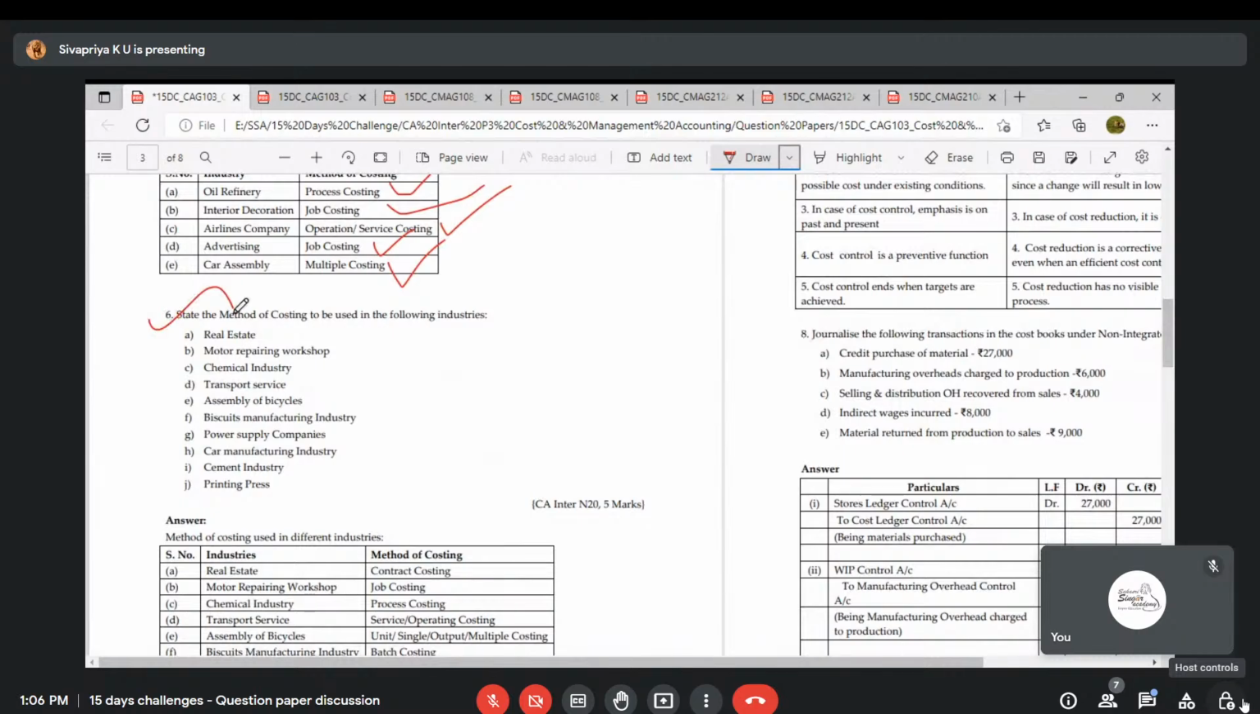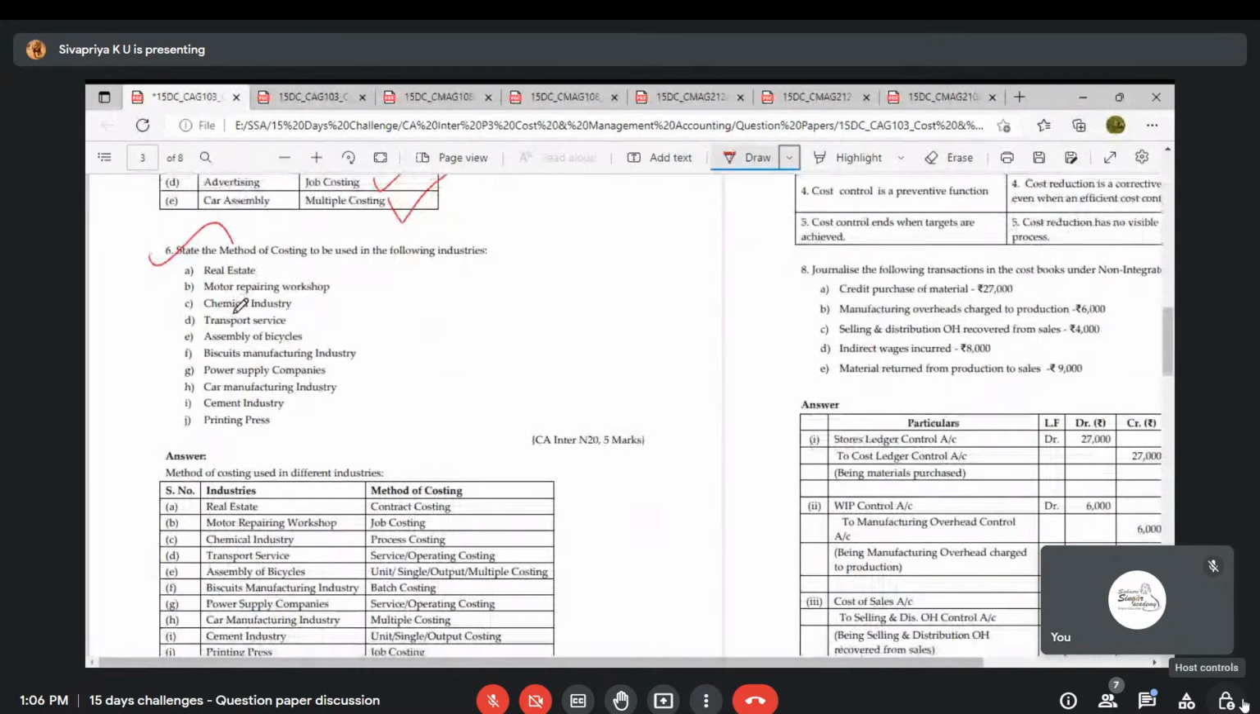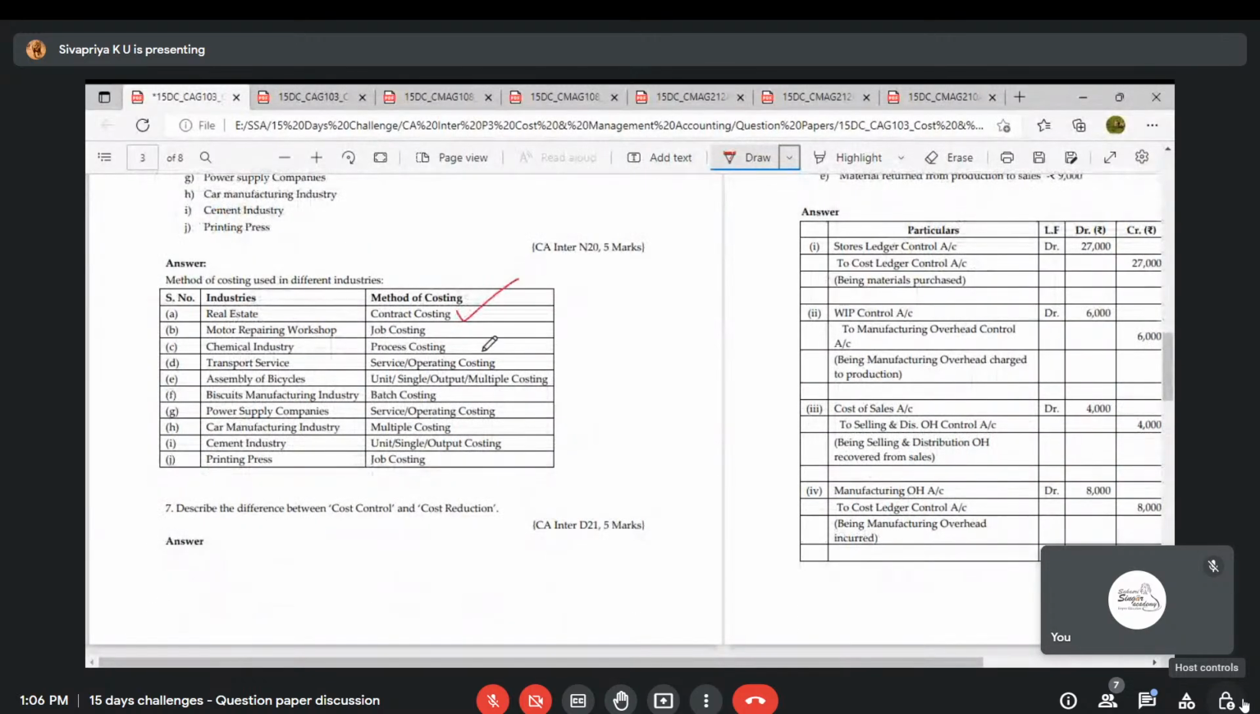Question number 6. Method of costing to be used in the following industries. Real estate, contract costing. Motor repair shop, job costing. Chemical industry, process costing. Transport service, service costing. Assembly of bicycles, multiple costing. And biscuit manufacturing, batch. Power supply, operating or service. Car manufacturing, multiple. Cement, unit or single or output costing. Printing press, job costing.